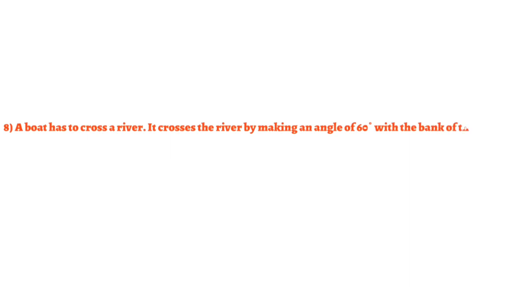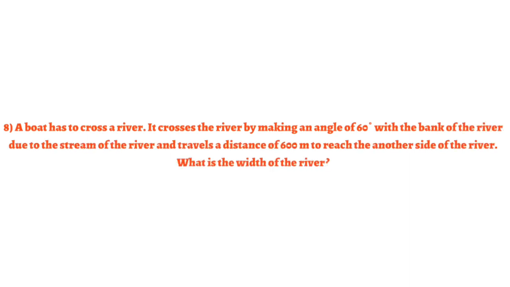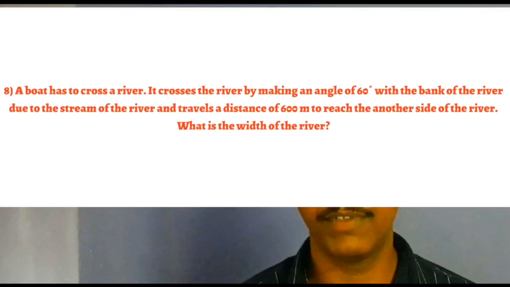Now let us see the 8th problem. A boat has to cross a river. It crosses the river by making an angle of 60 degrees with the bank of the river due to the stream of the river, and also travels a distance of 600 meters to reach the other side of the river. What is the width of the river?